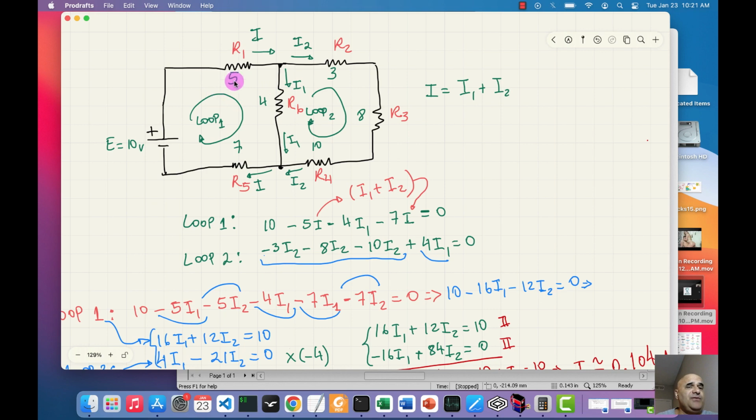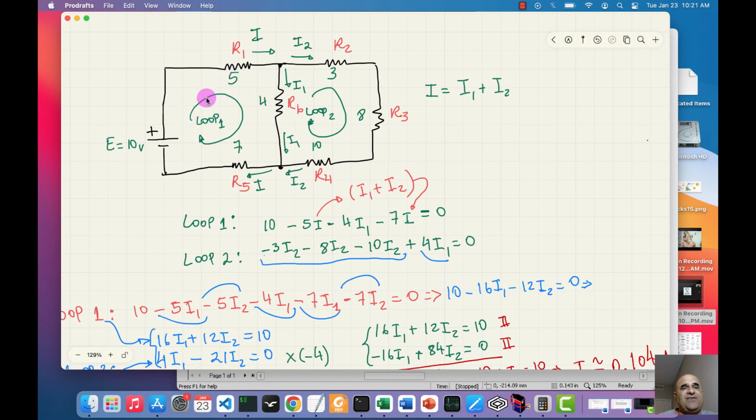Since we have only two loops, I'm going to adopt the clockwise rotation as my default rotation. And I can pick any point to start from and do the full loop or the full rotation in order to find the equation for each branch or each mesh.